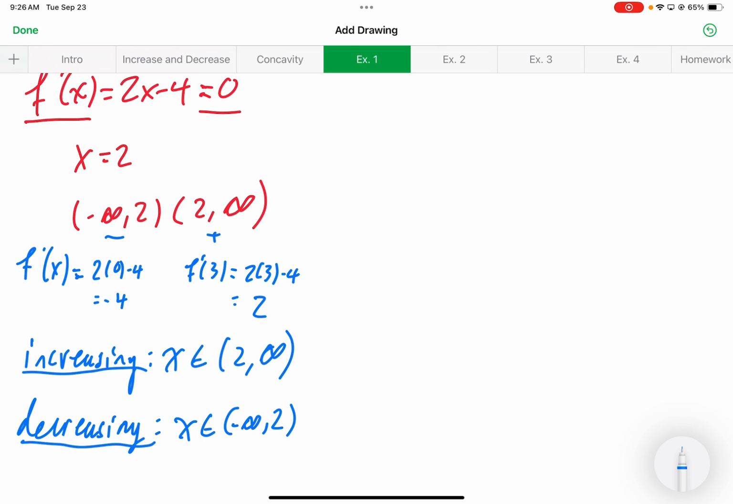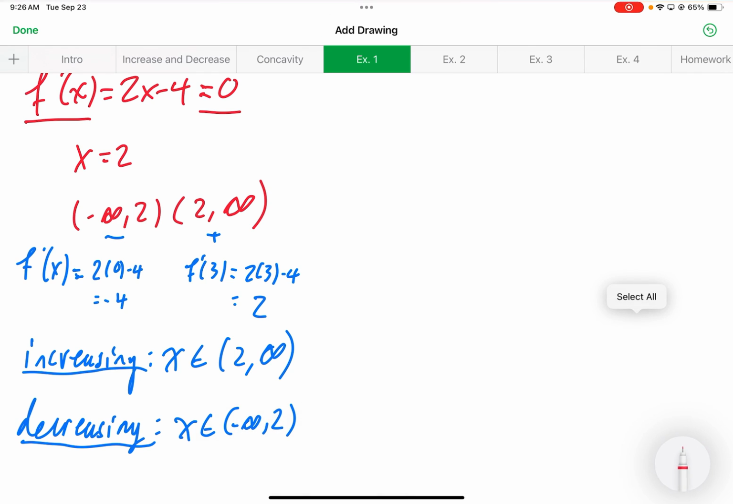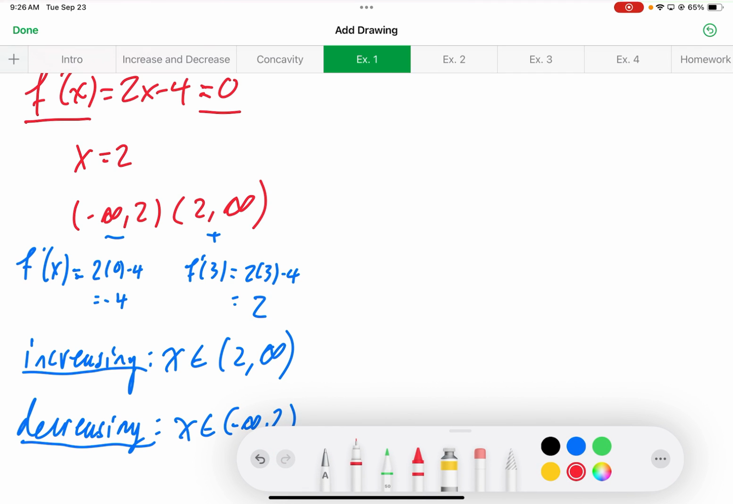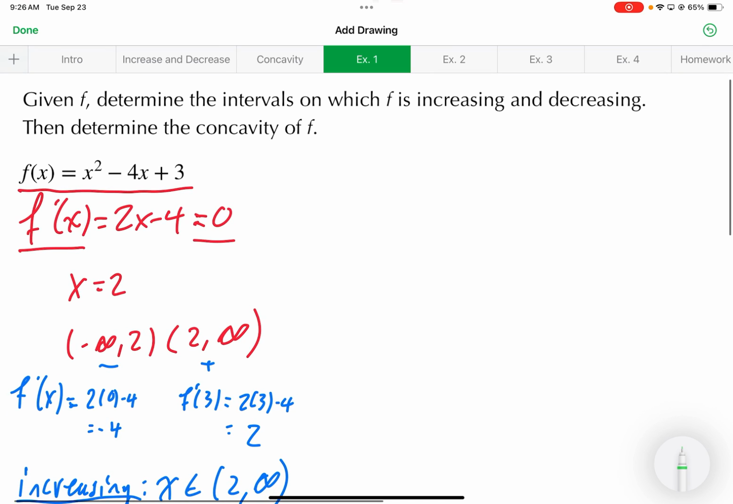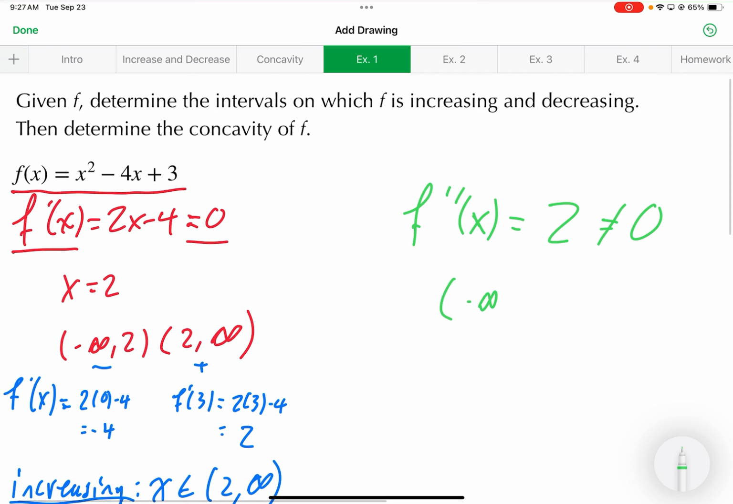Now let's do concavity. If I do concavity, which function am I looking at? I do my second derivative. So I need to take f double prime of x and let it tell me things about my function. Now, what is my second derivative? 2. Can I set that equal to 0? No, so it gives me no solution. However, I still need to test an interval. What's the interval I'm going to test, though? Negative infinity to infinity. I'm just going to test the whole real line because my concavity does not change.